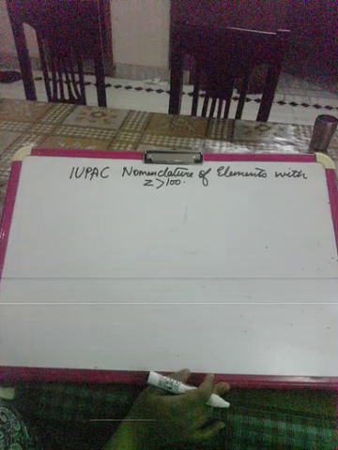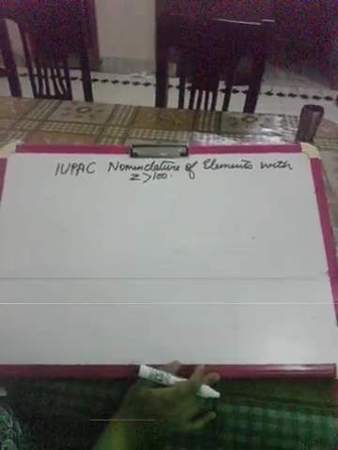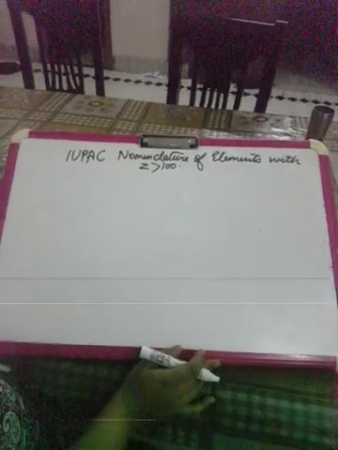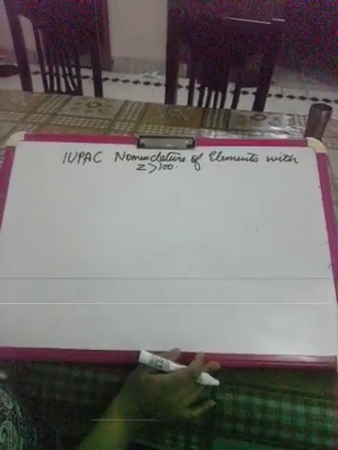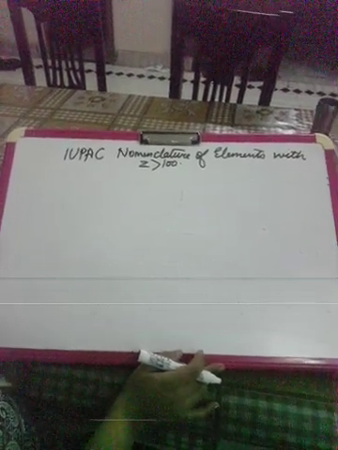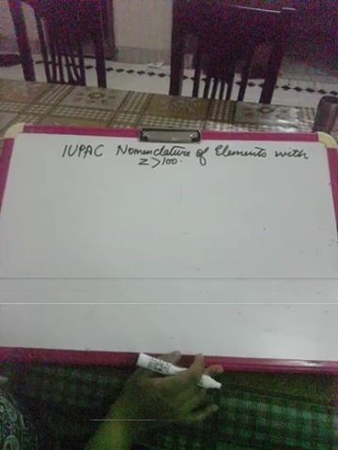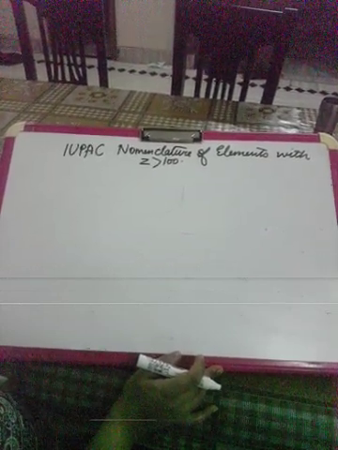We have completed the modern periodic table and its drawbacks. We have done the two drawbacks. We have also done that the modern periodic table is divided into four main blocks, that is s, p, d and f, and we have discussed the general electronic configuration of the elements comprising the different blocks.